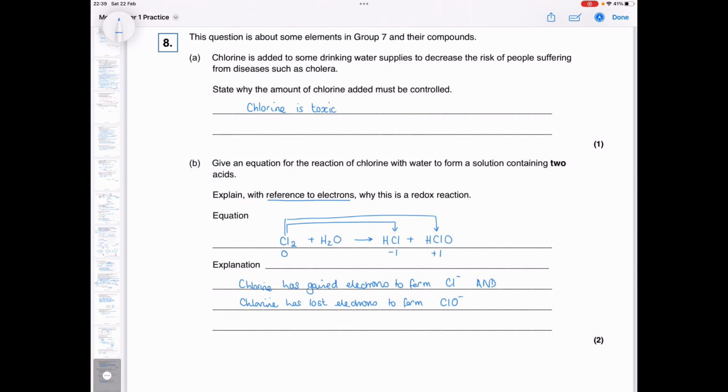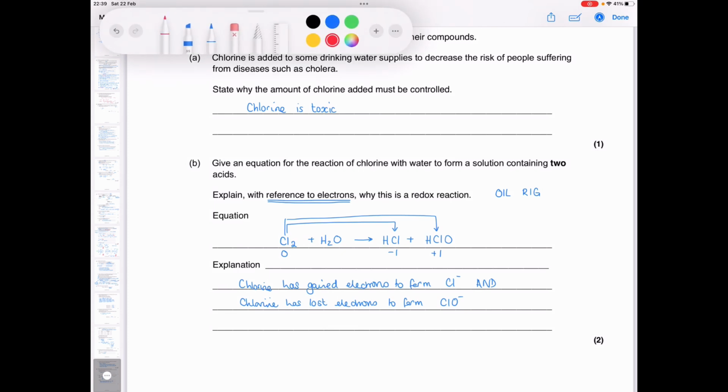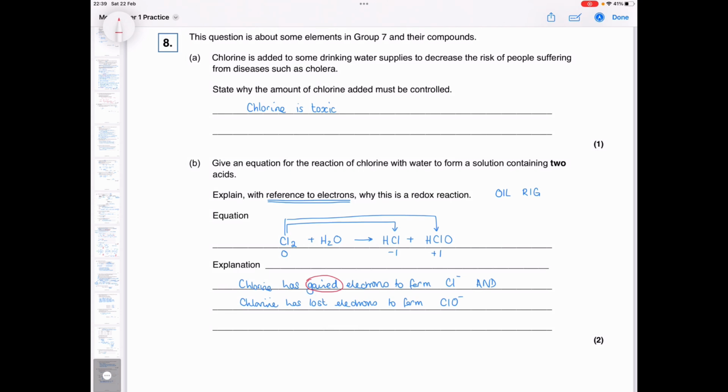Okay, so the really important thing is that you've got to explain this with reference to electrons. So redox with reference to electrons is talking about OIL RIG. Oxidation is loss, reduction is gain. So we need to be talking about the gaining of electrons. So that's reduction. And the loss of electrons, that's the oxidation.